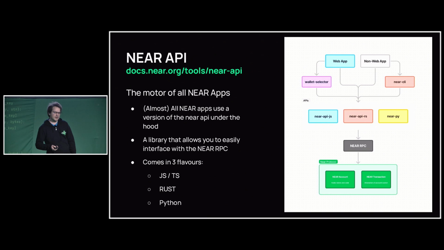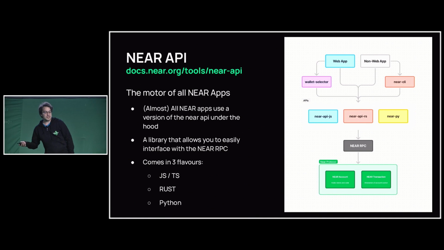Now, if you're in any other type of application, you will have to use basically Near API. Near API is the motor behind all of the Near applications. Almost all applications will use a form or a flavor of Near API under the hood, because this is basically the library that allows you to interface with the Near RPC. So no matter if it's a web app using the wallet selector or you go through Near CLI, actually everyone is using one form of an API.